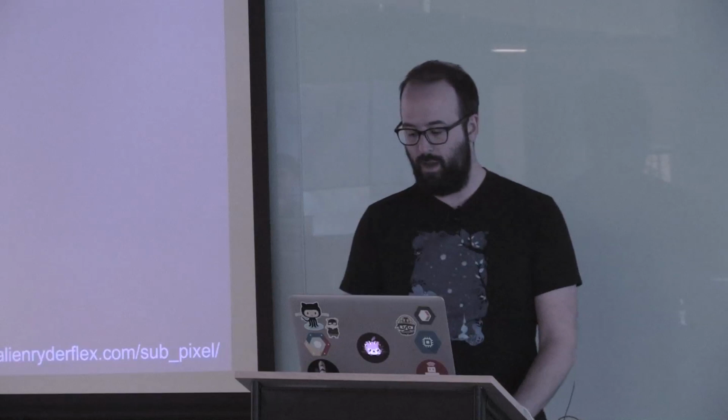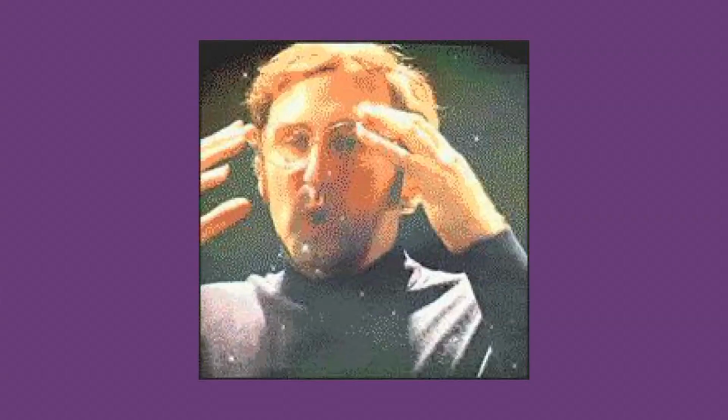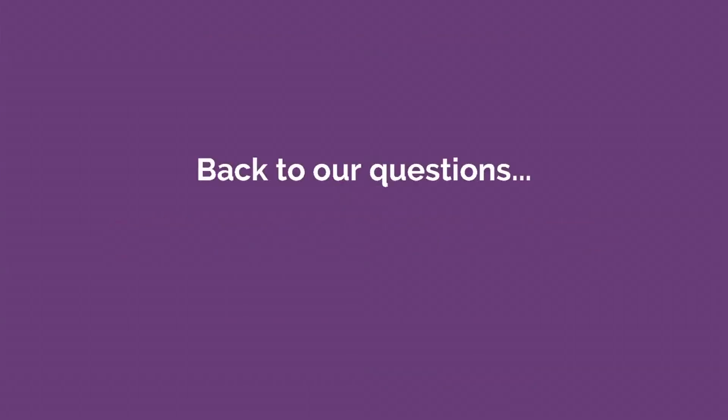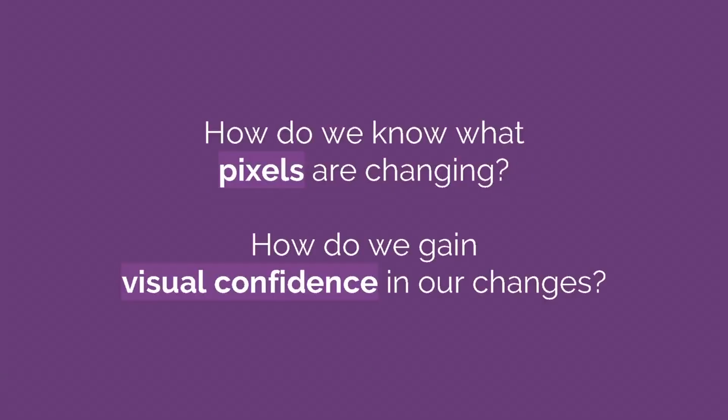And other things like fonts are anti-aliased and have different anti-aliasings based on the fonts and the OS. And this becomes a sub-pixel problem at some point. So that's another reason. PDIFs are only half the battle in this realm. So back to our original questions: how do we know what pixels are changing and how do we gain visual confidence in our changes?